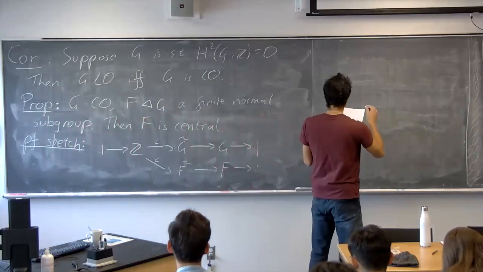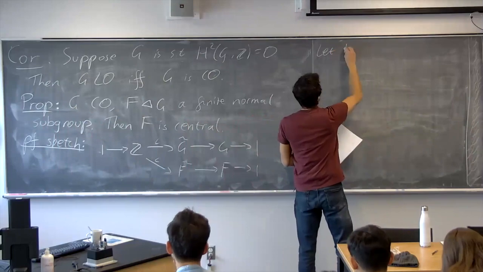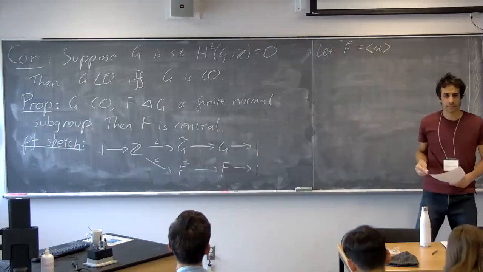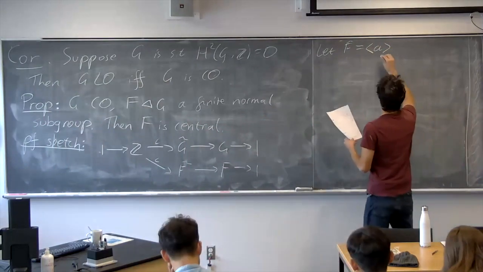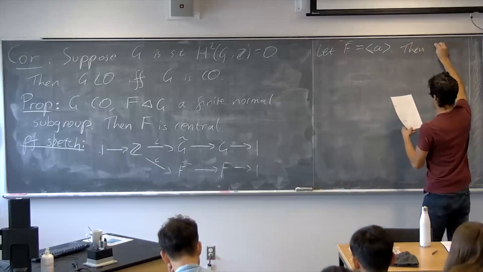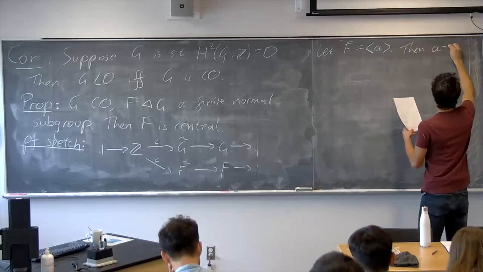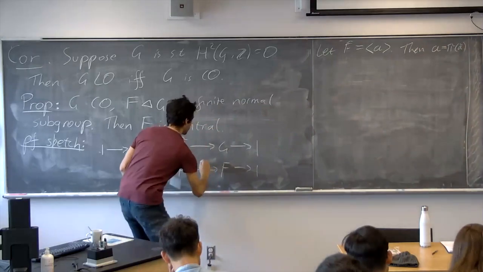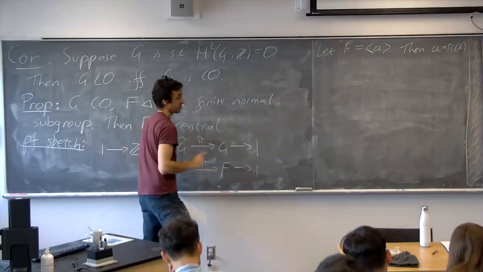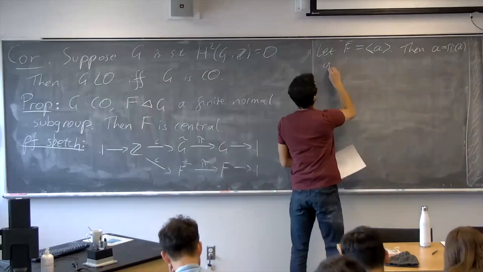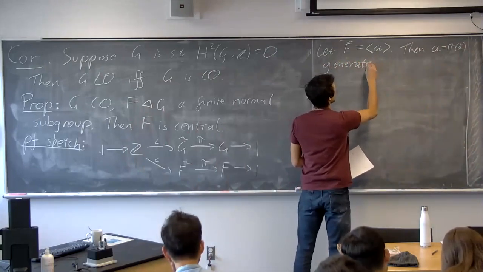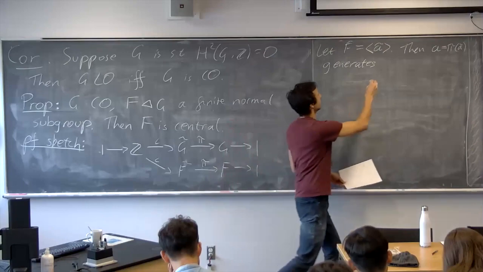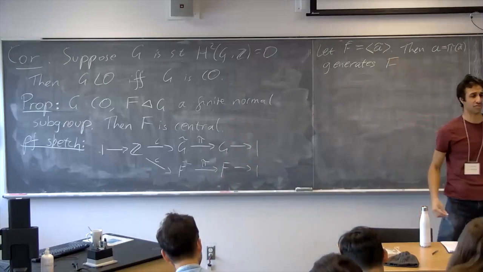This is Z, right? F tilde is Z. So let F tilde be generated by some element A tilde. It's a copy of Z. Then pi of A is equal to pi of A tilde. I didn't write down what pi was. Here's pi. I'm going to abuse notation and call that map the same thing. And this generates F. F is a finite group, it's cyclic.